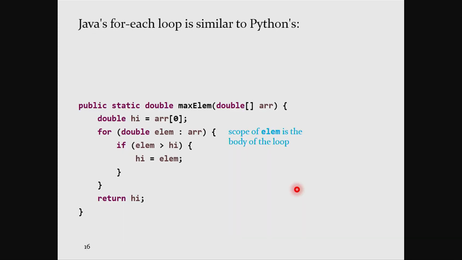Java added a for each loop in Java version 5. So it looks a little bit different than the Python loop, but it's doing the exact same thing. OK, so let's take this apart line by line. All of our methods right now are public and static for the time being.